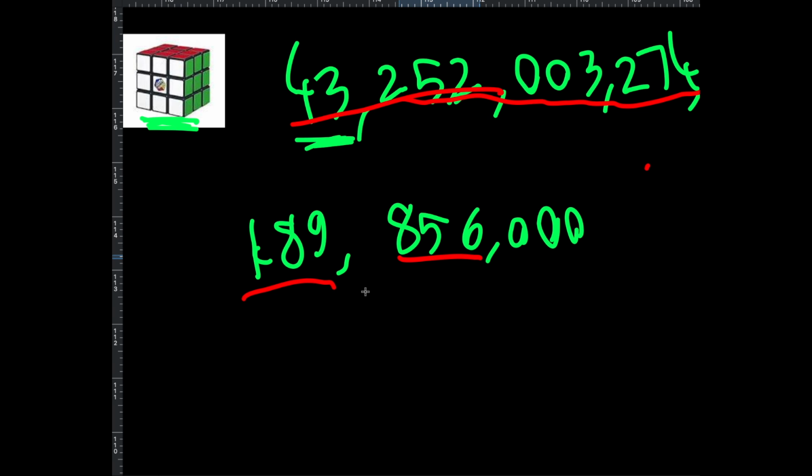I mean, it's like a little less than the Earth's population, for example. So, the Earth's population is 7 trillion. 7 trillion times 7 trillion. I mean, this number is a little less than the square of the Earth's population.